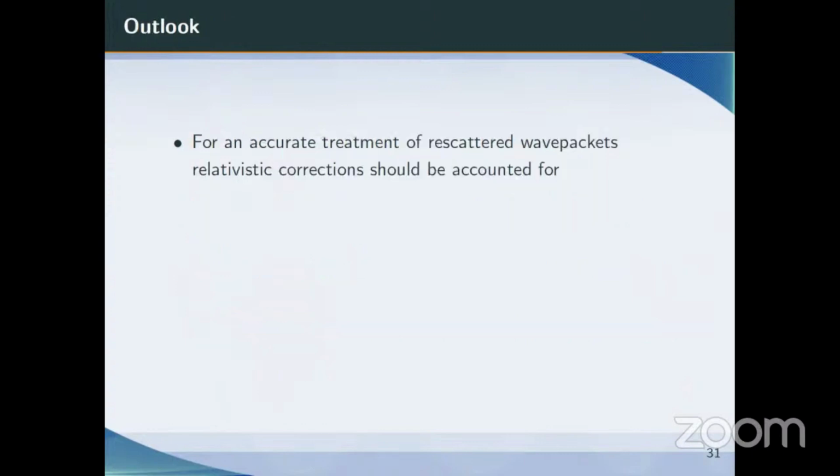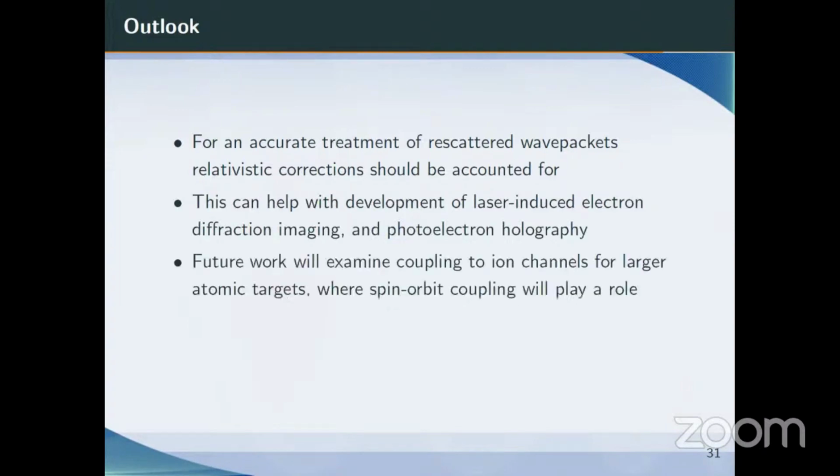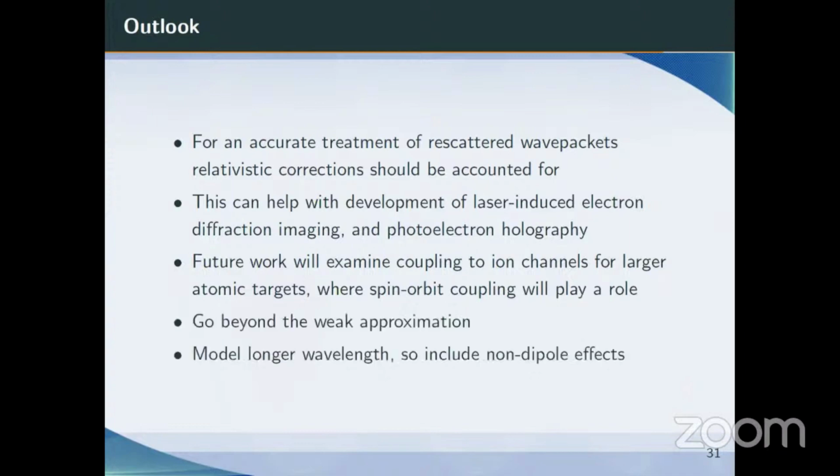So in terms of an outlook, for accurate treatment of these rescattered wave packets, relativistic corrections should be considered. And this can help with the production of laser-induced electron diffraction or photoelectron holography. In future work, we would want to look at bigger targets where spin-orbit coupling definitely will play a role. And so we'll add a coupled channel model, and we can get spin flips and things like that. We wanted to keep it simple at first, but it would be nice to go to something more complicated.